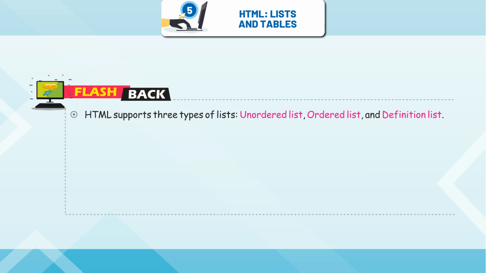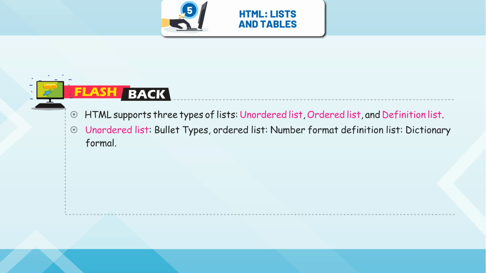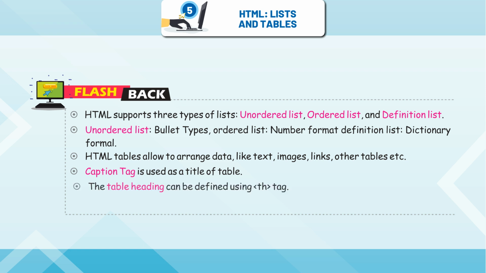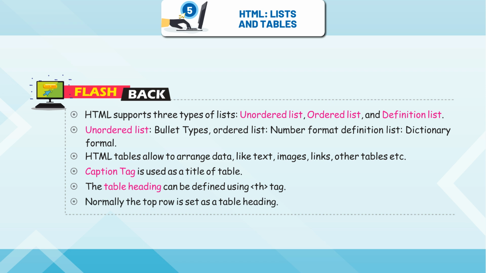Flashback. HTML supports 3 types of list: unordered list, ordered list, and definition list. Unordered list, bullet types; ordered list, number format; definition list, dictionary format. HTML tables allow us to arrange data like text, images, links, other tables, etc. The caption tag is used as a title of the table. The table heading can be defined using the TH tag. Normally, the top row is set as a table heading.